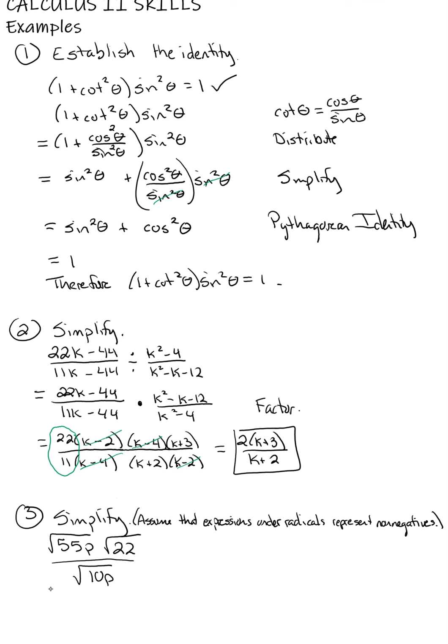Now we've got one more simplification I want to look at. In this case, we've got radicals, so let's assume that the expressions under the radicals represent non-negatives. This has to be told to us. We can't just assume this on our own, but this was part of the problem that was given. So I recognize I have 3 things all under square roots, so we can put all of that together under one big square root.